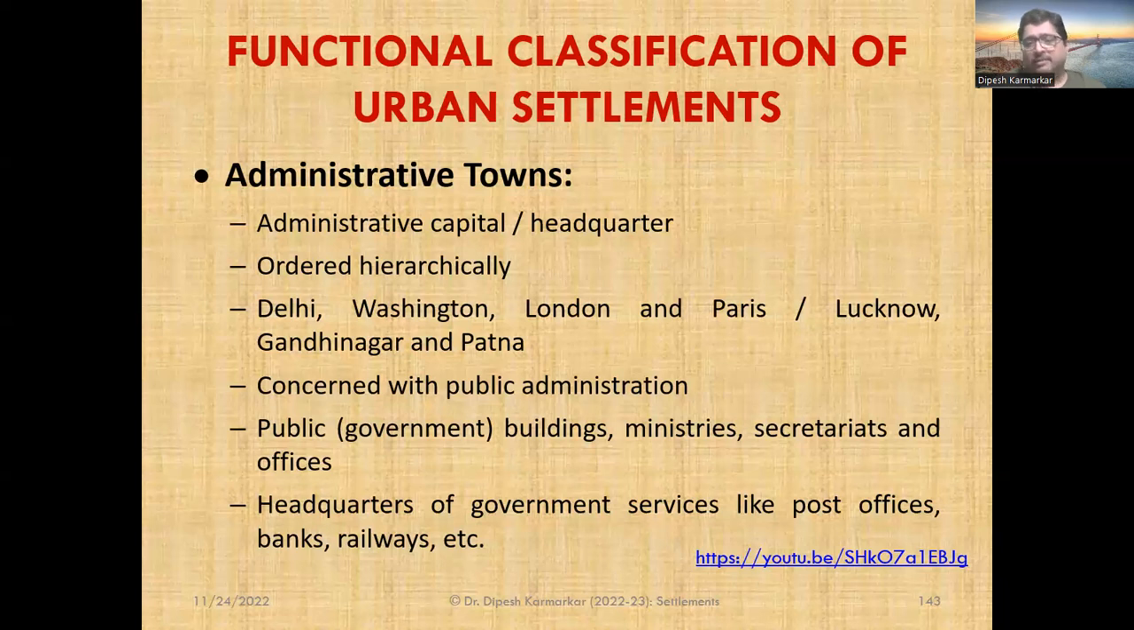Numerous examples can be given. For example, Delhi, Washington, London, and Paris are some of the international or world level examples, while Lucknow, Gandhinagar, Patna are significant examples of administrative towns in India.